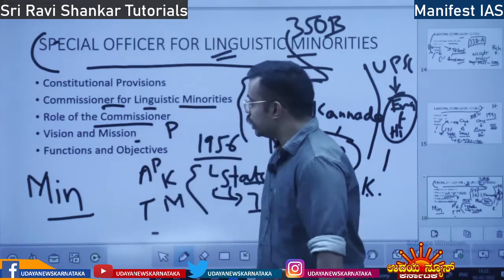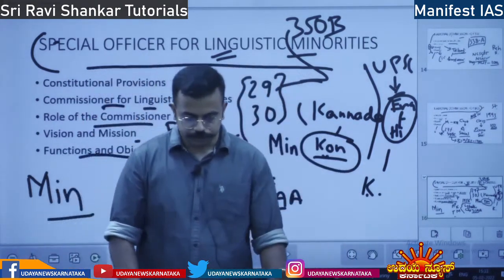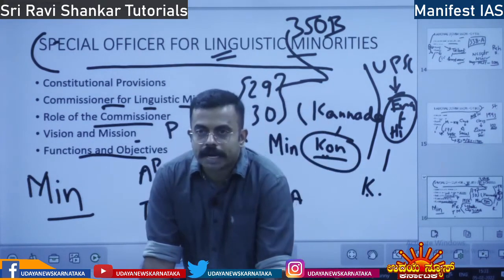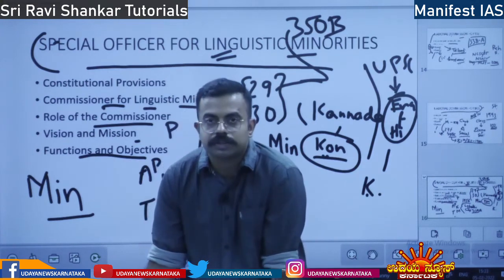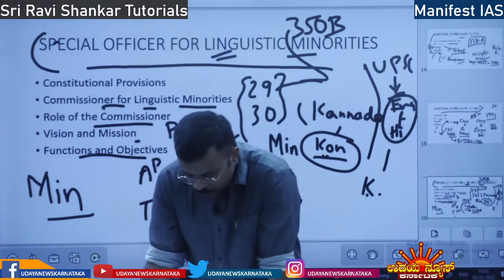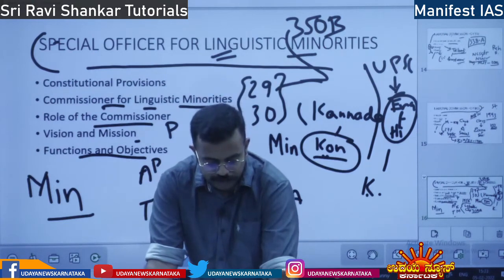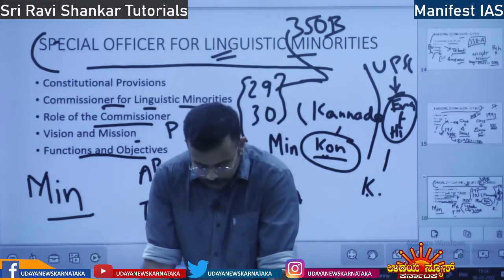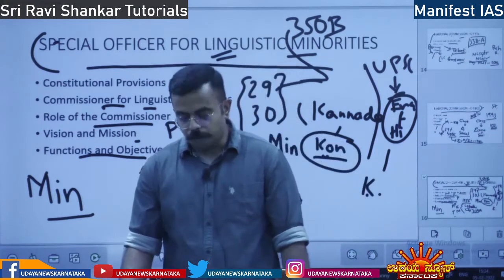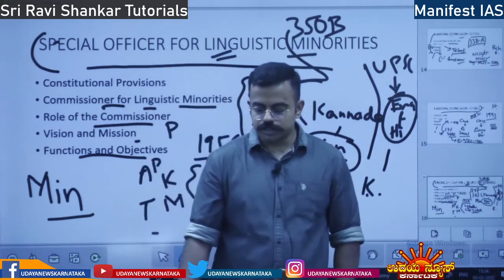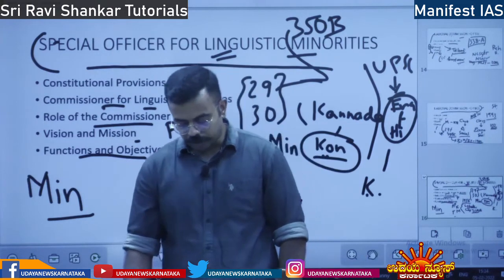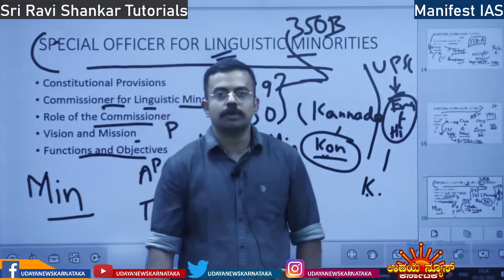Okay. Next is functions and objectives. What are the functions and objectives? Functions: to investigate all matters relating to linguistic minorities, submit a yearly report to the President, and also monitor the safeguards given to linguistic minorities. What are the objectives of the office? To provide equal opportunity for linguistic minorities. That is the first objective. Second is to spread awareness about the importance of linguistic minorities and their safeguards.